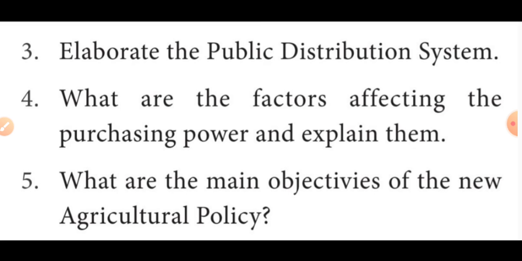Then Roman number 6, answer in detail. Four questions I already gave. I hope you learned those four questions. Today I am going to give the answer to the fifth question. Listen, students. The fifth detail question is: what are the main objectives of the new agricultural policy? The answer is on page numbers 314 and 315.